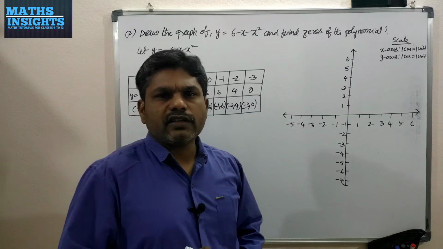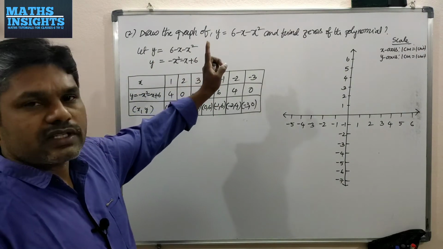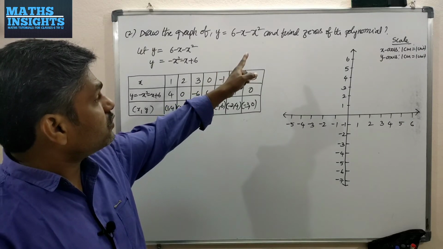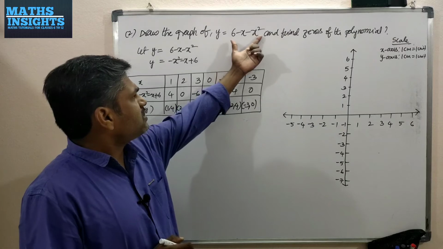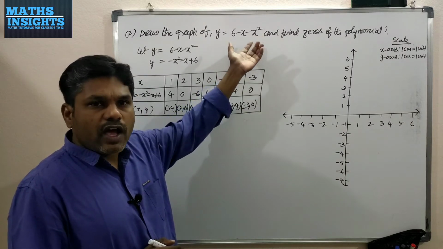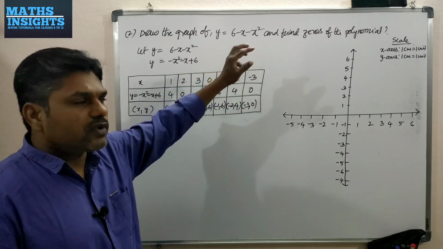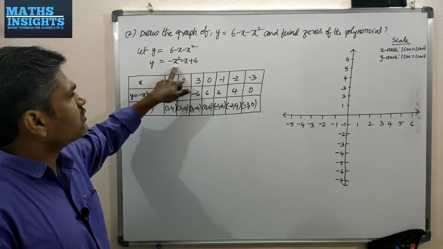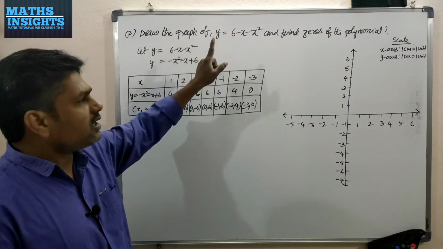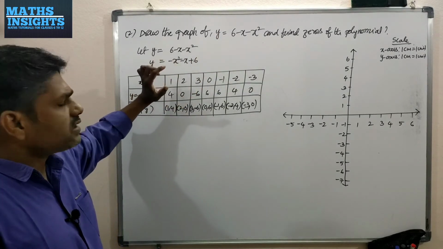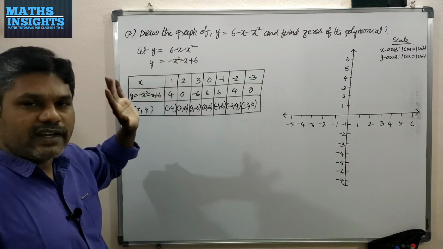Now I am taking the second question, that is, draw the graph of y is equals to 6 minus x minus x square and find the zeros of the polynomial. If you observe, it is not in the order, so I am setting it in the order. See, the x square term has to come first, therefore I am writing minus x square, and this is minus x. Finally plus 6 is the constant. If you write like this, you will get the coefficient of x square as minus 1.